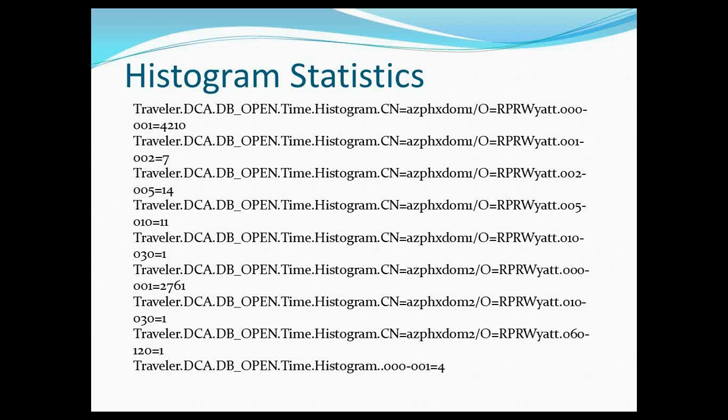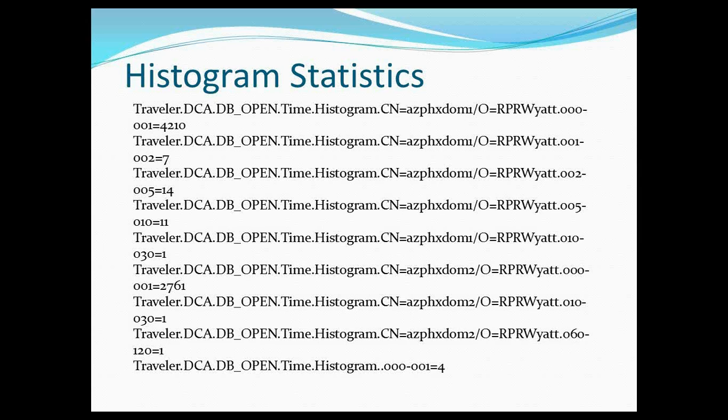And as you work your way down the list here, you start to understand that there'll be a set of these for each mail server that the Traveler server interacts with, and there'll also be an incremental count for the number of times that Traveler server tried to open a mail file on that mail server and how long it took.